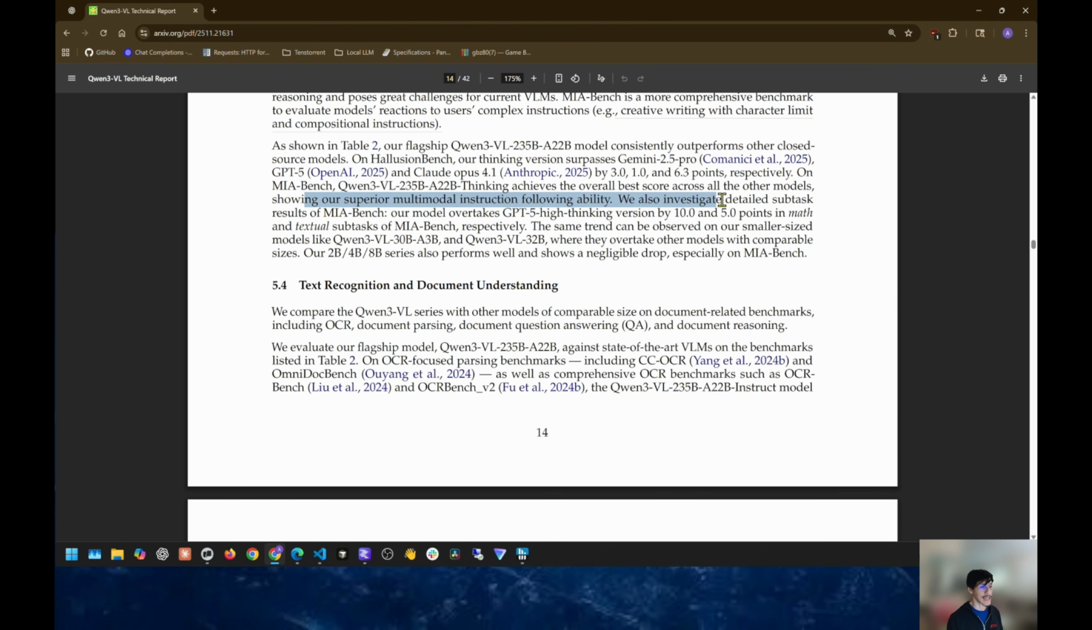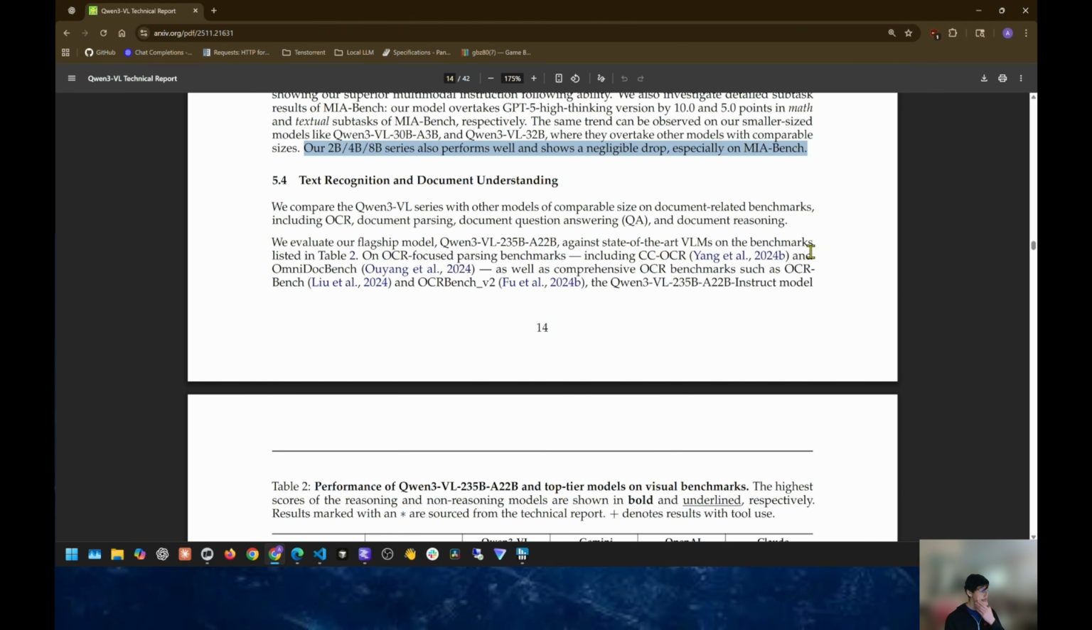We also investigate detailed subtask results of MIA Bench. Our model overtakes GPT-5 High Thinking version by 10 and 5 points in math and textual subtasks of MIA Bench respectively. The same trend can be observed on our smaller size models like Qwen3 VL30B A3B and Qwen3 VL32B, where they overtake other models with comparable sizes. Our 2B, 4B, 8B series also performs well and shows a negligible drop, especially on MIA Bench.